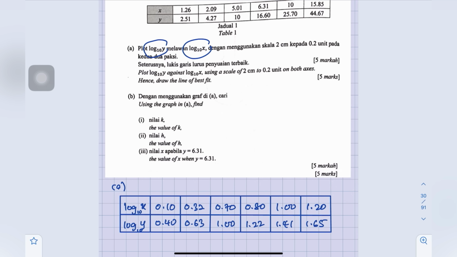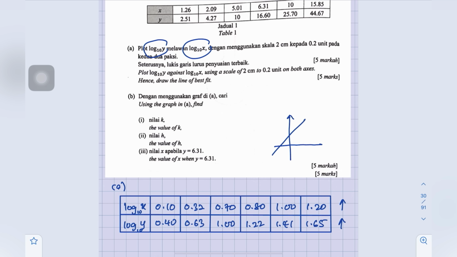From the table, we can see the values of log x base 10 increase: 0.1, 0.32, 0.7, 0.8, 1.0, 1.2. And the values of log y base 10 increase as well: 0.4, 0.63, 1.0, 1.22, 1.41, 1.65. Both increase, so we can predict the shape is a straight line with positive gradient. Macam ni lah.